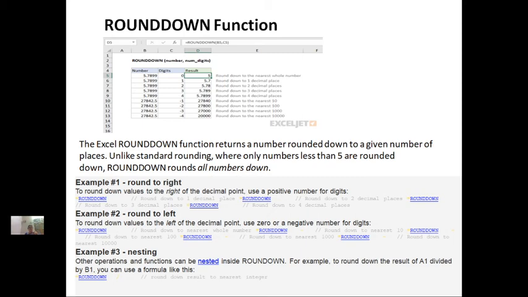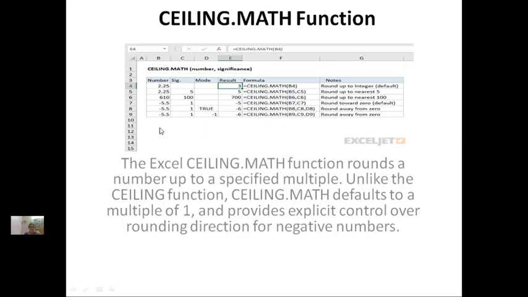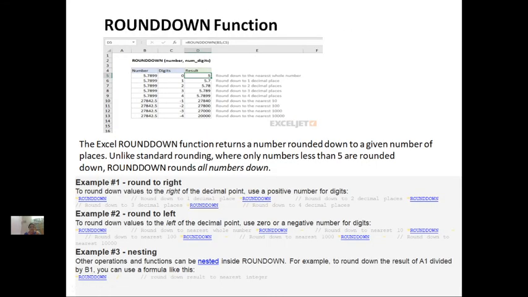Now you can see here the last one, 27842.5. Digits minus 4, he is saying. What is happening? He is removing all these numbers, 0.5, 78, that is 7842.5. Then he is getting 20,000 as output. So this is the round down function.